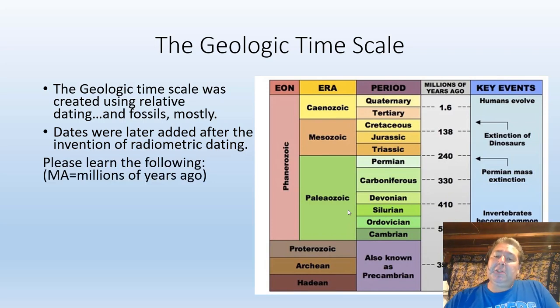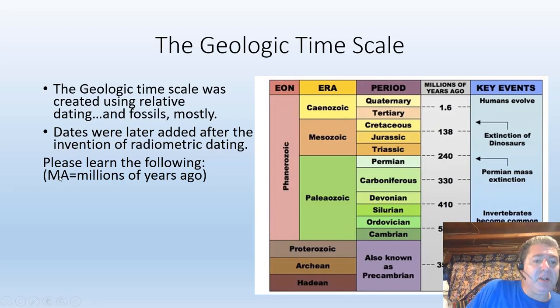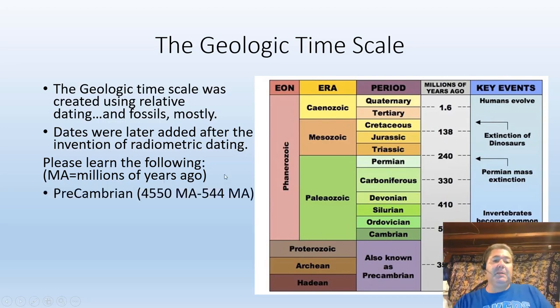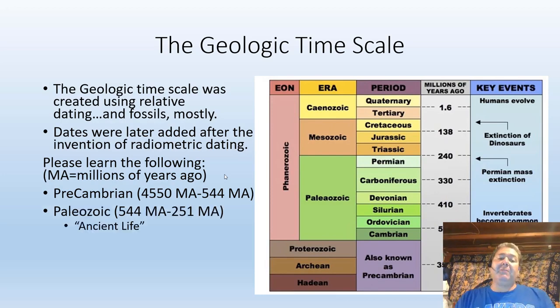I would like you to learn the following eras of the history of life on our planet. Notice that when we're talking about these dates, MA means millions of years ago. The oldest one is the Precambrian. This goes from the beginning of our planet, 4.55 billion years ago, to 544 million years ago. After that, we have the Paleozoic. Paleo means old, zoic means life. This means ancient life.